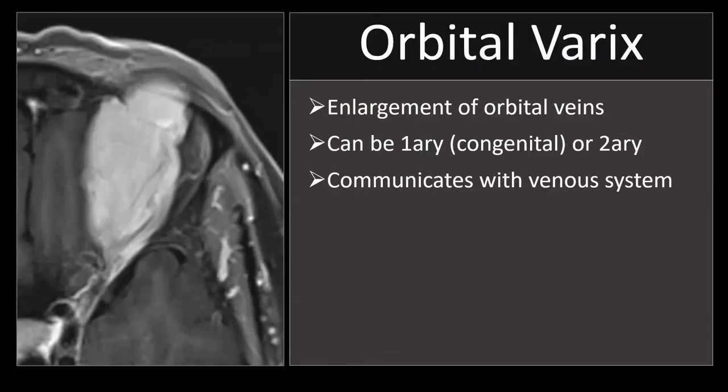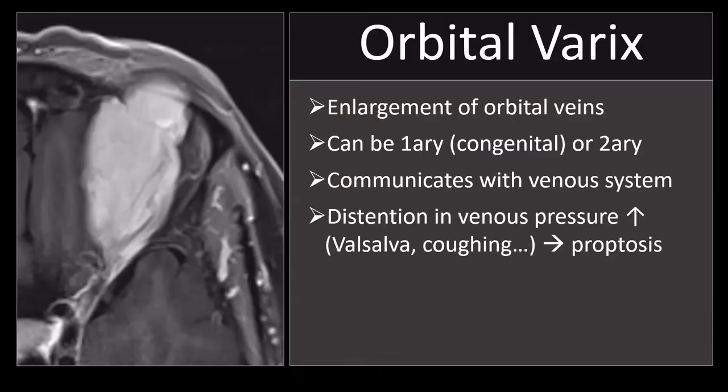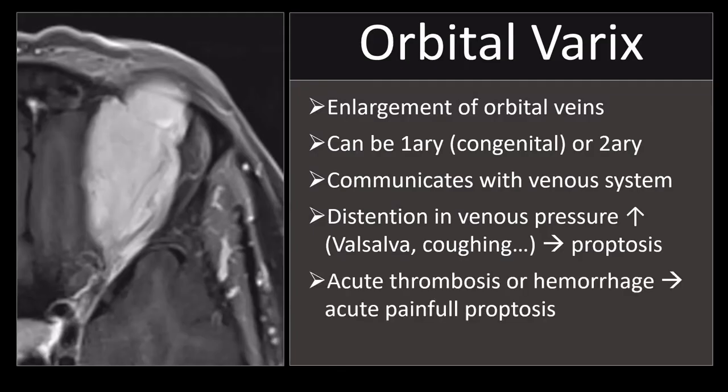There is communication with the systemic venous system, and these lesions tend to become bigger in situations in which venous pressure is increased. For instance, when performing a Valsalva maneuver, when sitting on the toilet, for instance, or when coughing. And that's when the patients develop a proptosis, like this patient did when she bent over. They can also present acutely with pain if the patients develop an acute thrombosis or a hemorrhage inside the varix.